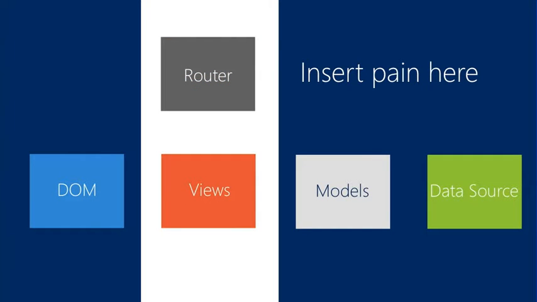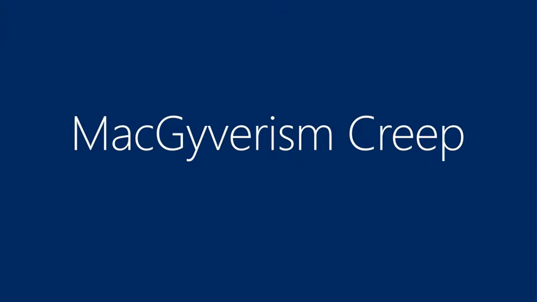So the majority of the pain that we saw as our Backbone application got larger is basically in white. They occur somewhere around the router and somewhere around the view. Those are the pain points. So what you actually end up with is MacGyverism creep, right? People start coming up with really creative solutions to get the job done in the face of adversity, which is commendable, but it also opens us up to a world of hurt as our application continues to grow.